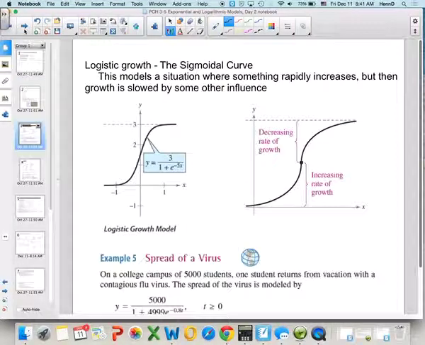Another one here is the logistic model. We talked about this a little bit. It's also known as a sigmoidal curve, because it kind of looks like an S. The model shows a situation where something starts to grow exponentially, but then that growth is slowed by some other influence.